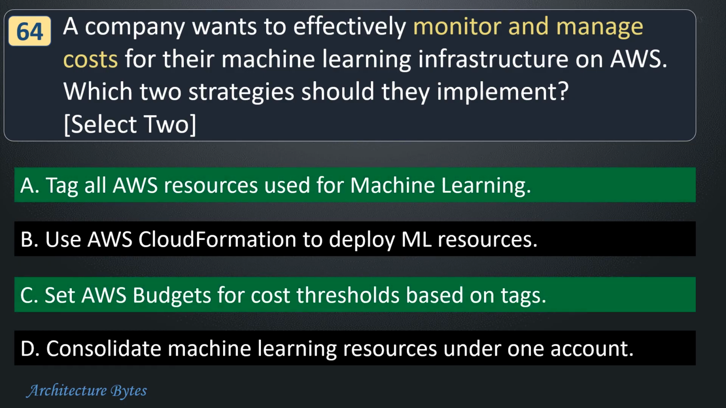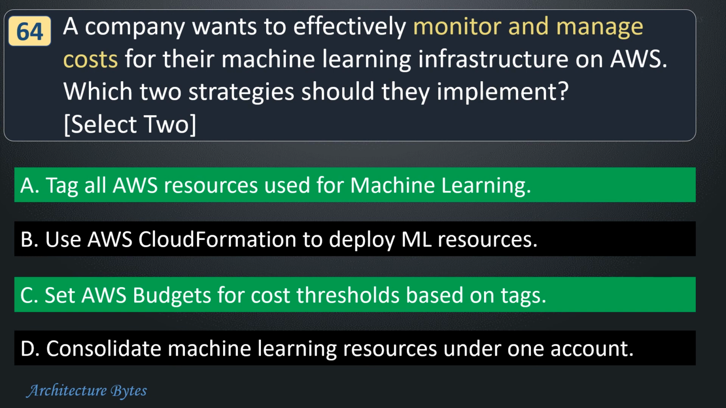Options A and C are correct. Tags help us identify resources of interest which AWS Budgets can use for cost thresholds. Option B and D do not effectively address cost monitoring.